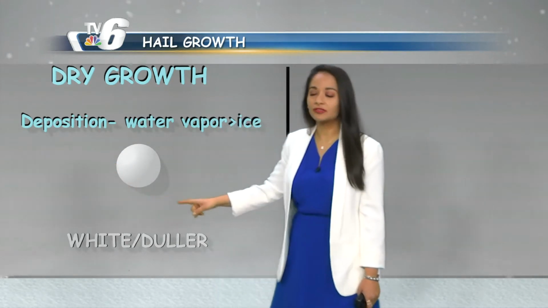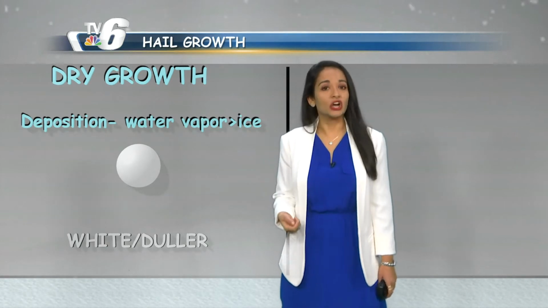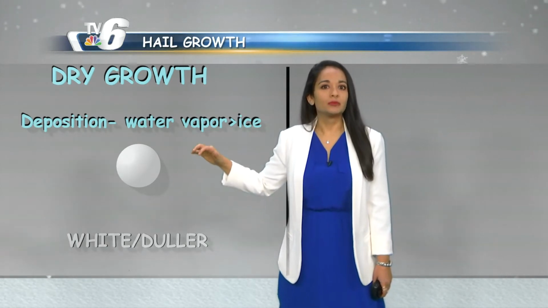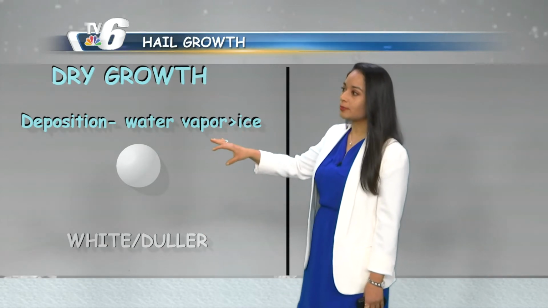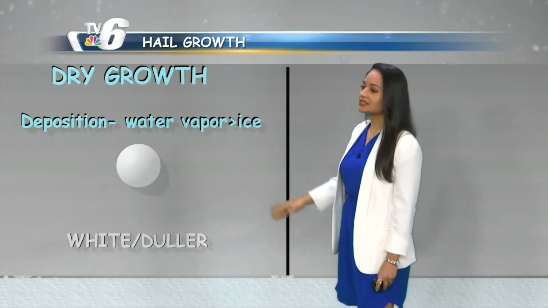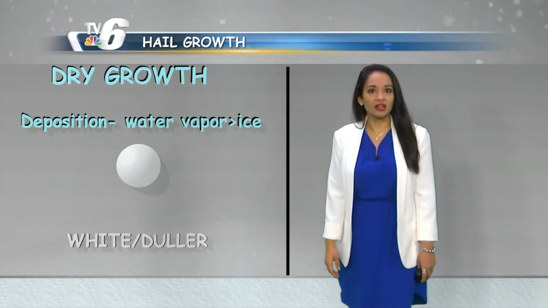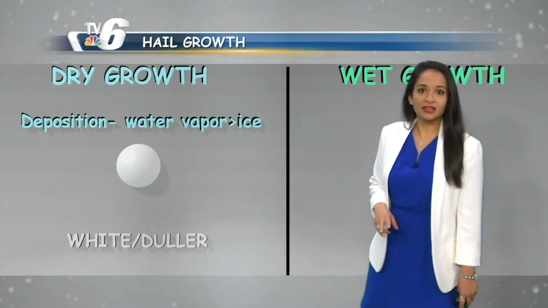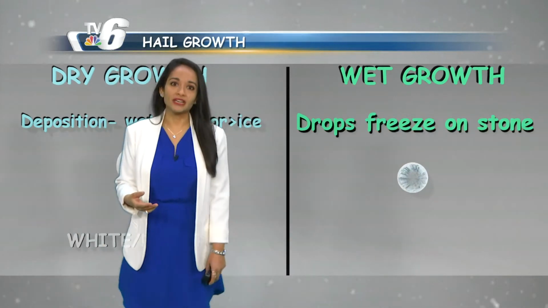With this type of process, the hailstone will have a white and dull appearance. Okay, so that's how it will look. A little bit more white, more opaque, and dull. Again, that's where water vapor transitions straight into ice, basically the solid state known as deposition. So there is another process for hail to actually grow. It's called the wet growth stage.